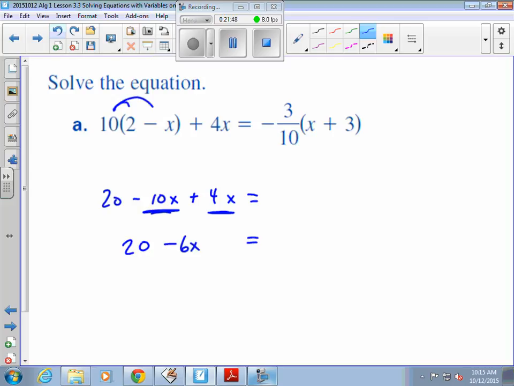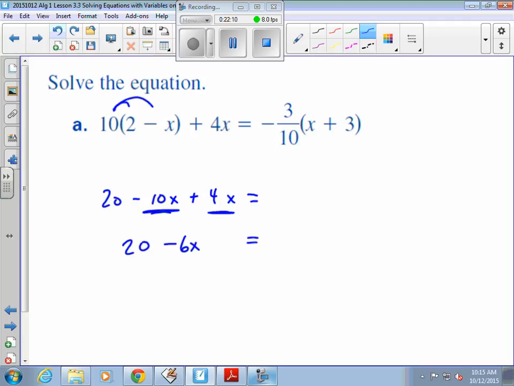So that's just the left side simplified, because we can't take those two away from each other. One has an x, one does not. Therefore, they're not like terms. The other side has a fraction involved. Now, negative 3 over 10 times x plus 3, we can distribute negative 3 over 10 times x and times 3. That would be totally fine. But most of us don't like dealing with fractions if we can help it.